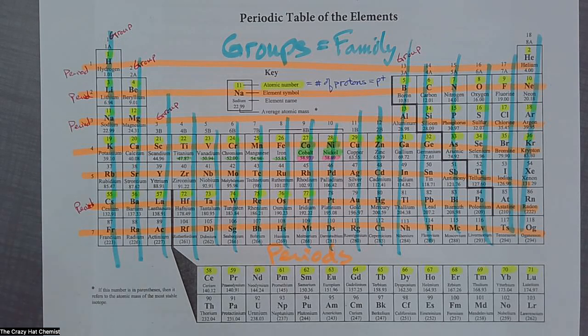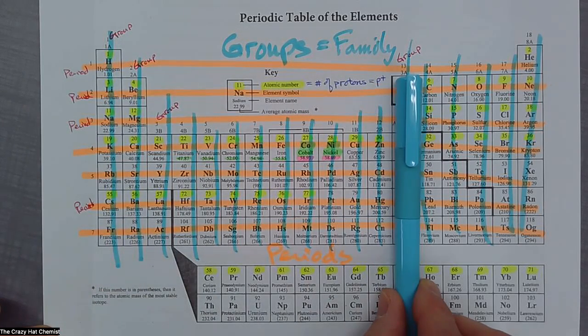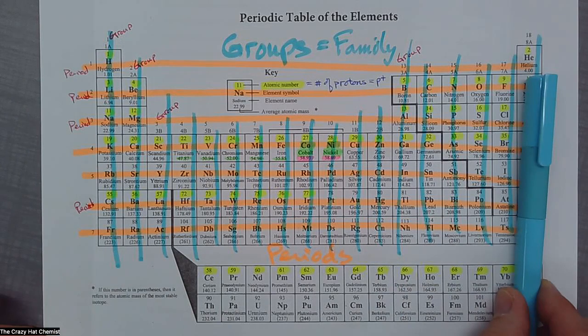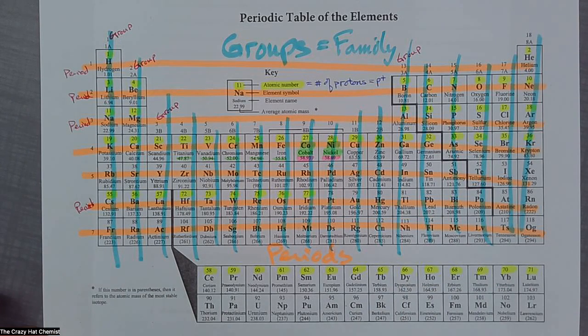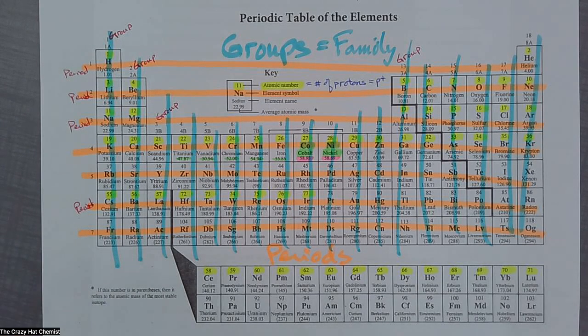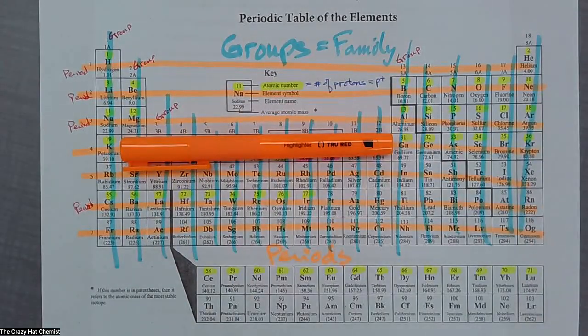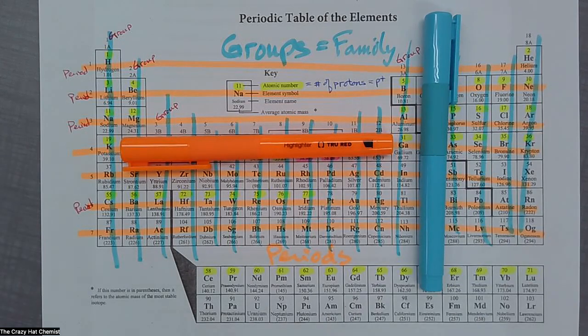For example, if you look at group 1 or group 2 or group 3, 4, 5, 6, 7, and 8 in the old school method, those groups have the same number of valence electrons. So each column, each group, each family on the periodic table has a similar number of valence electrons. Whereas the periods, the horizontal sections, do not have nearly as many similarities as the groups have.